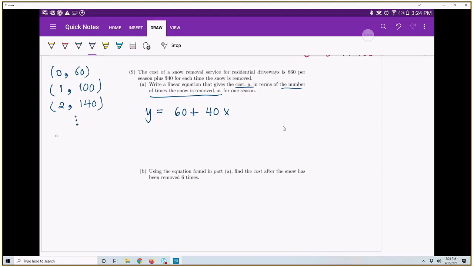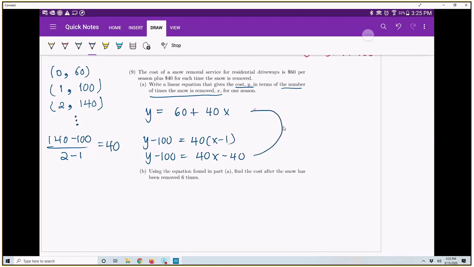And then I could find the slope of the line. I could say (140 minus 100) over (2 minus 1) is 40. And then I could plug in any of these points. So I could say y minus 100 is equal to 40 times (x minus 1). So y minus 100 is equal to 40x minus 40. Add 100 to both sides, and I'm going to get exactly y equals 40x plus 60.